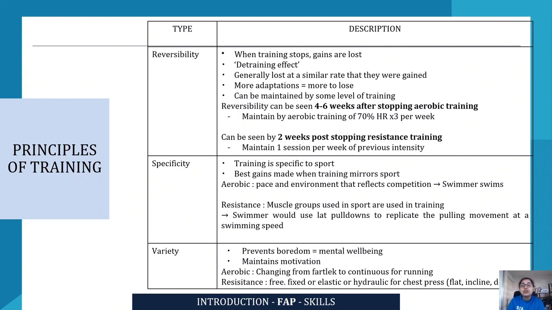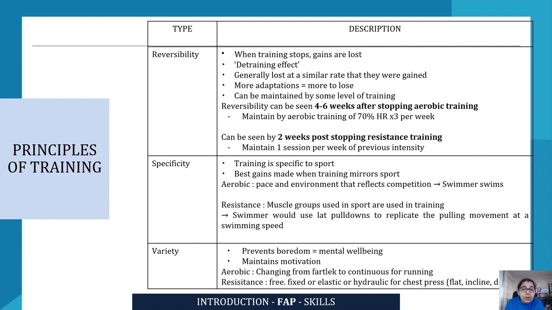Specificity. The training has to be specific to a sport. That intuitively makes sense, and your training has to target specific aspects of the sport. The best gains are made when the training mirrors the sport. In aerobic training, the pace and environment should reflect competition. For example, a swimmer swims. A swimmer cannot become better at swimming by running. Sure, it can help with aerobic endurance, but it's not going to help them become a better swimmer.